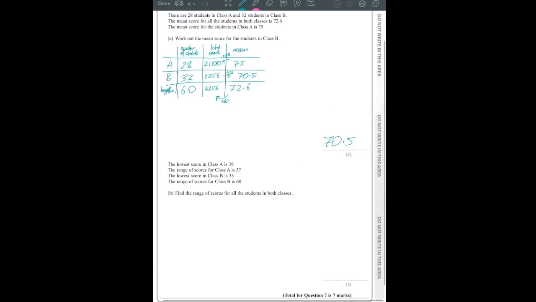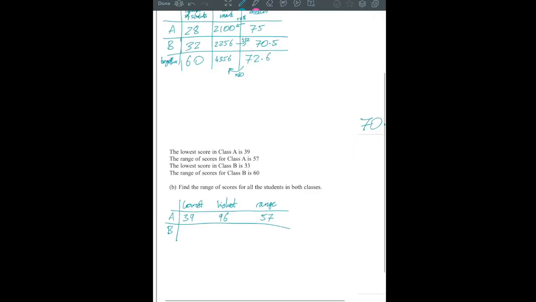Carrying on with these same 2 classes, class A, the lowest score was 39 and the range was 57. Okay, so again, I'm going to set this up as a little table. I'm going to have class A and class B. I'm going to have the lowest, highest, and the range. So class A, the lowest was 39 and the range was 57. So if I want the highest, I can do 57 plus the 39. So the highest score in class A was 96.